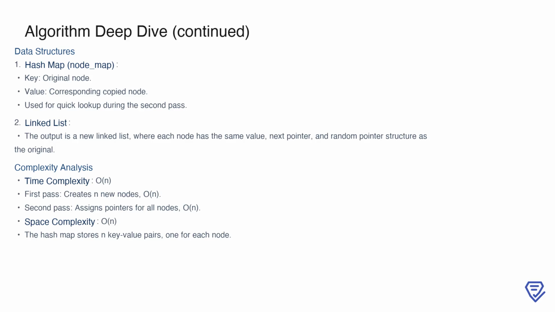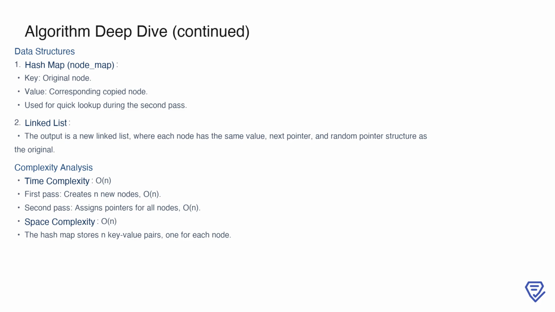The algorithm relies on two main data structures, a hash map and the linked list itself. The hash map is crucial for storing the mapping between original nodes and their copies, allowing for quick lookups during the pointer assignment phase. The final output is a new linked list where each node has the same value, next pointer, and random pointer structure as the original list.